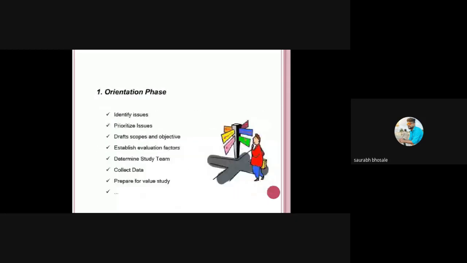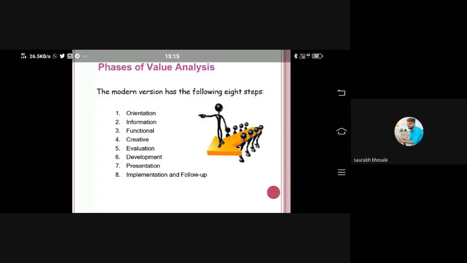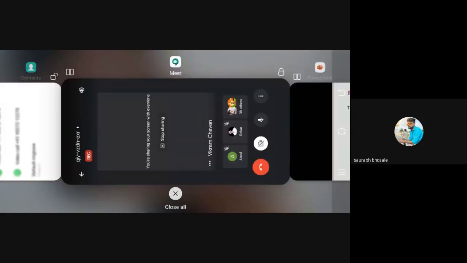So these 9 steps or 9 phases are important ones. Please note down. If you have any problem, you can unmute and ask.